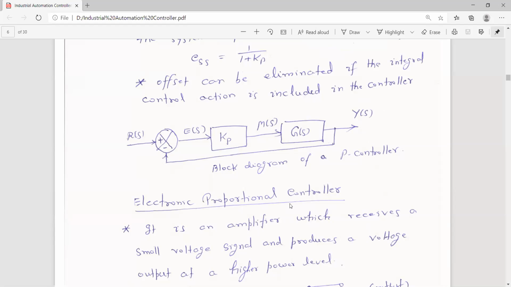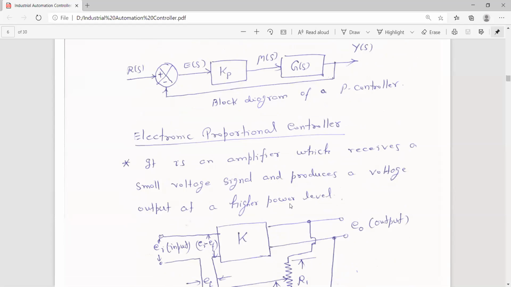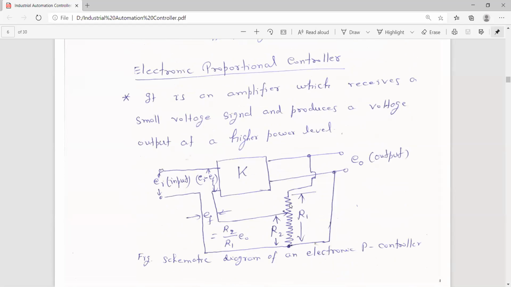Later on, we will consider the transfer function for a second order system. Then Y(s) is the output. Then, for the electronic proportional control, how do we realize this proportional controller? Because this is a general principle. In this case, we can realize it by using operational amplifiers. Here we are only considering the circuit diagram. Basically, it will be realized using operational amplifiers.